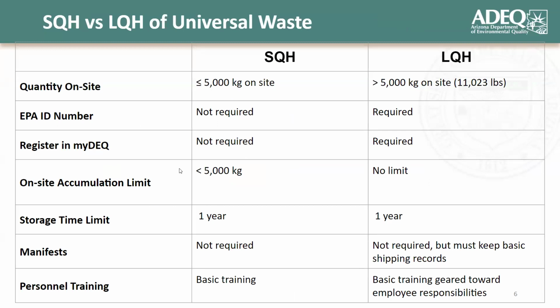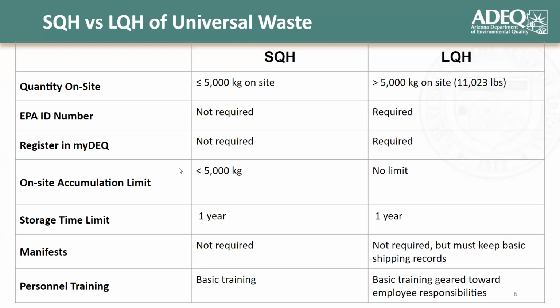Now that we understand what waste streams can be managed as universal waste, it is important to understand the quantity of universal waste accumulated on site. Because like how there are different generator categories depending on how much hazardous waste is generated on site, there are also 2 different universal waste handler categories based on the amount accumulated on site.